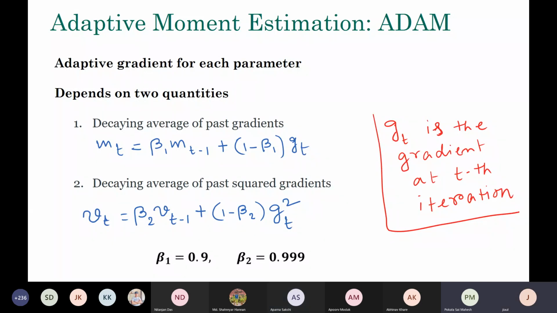So the past gradients, mt minus 1, are given more weightage than the current gradient. This is always the case. Why is this happening, intuitively? Now GT is what? GT is basically the gradient based on the current batch only.